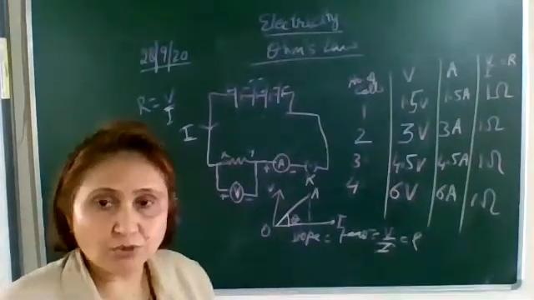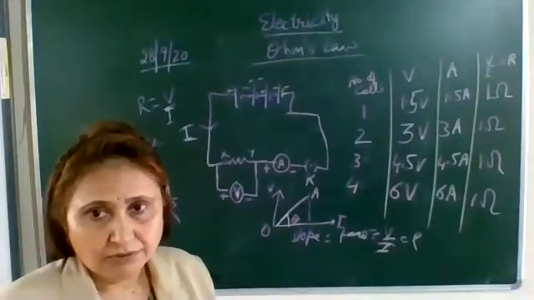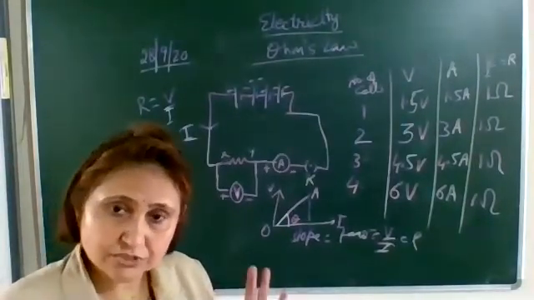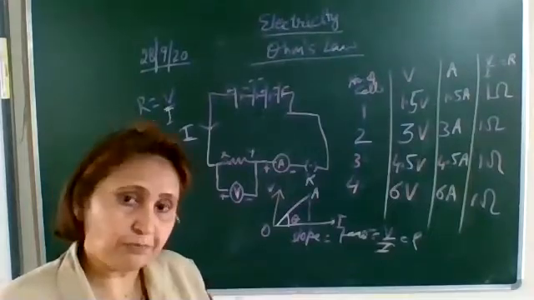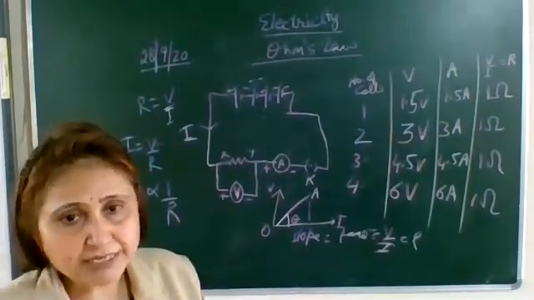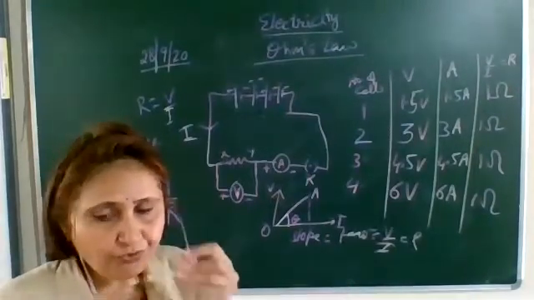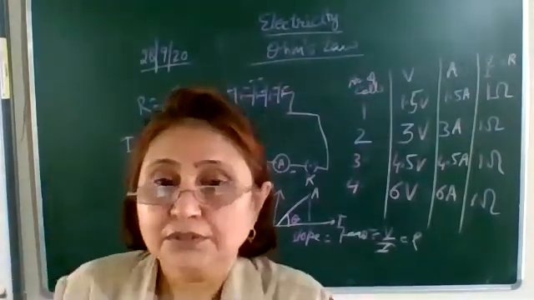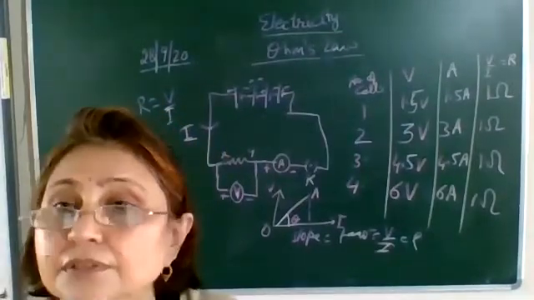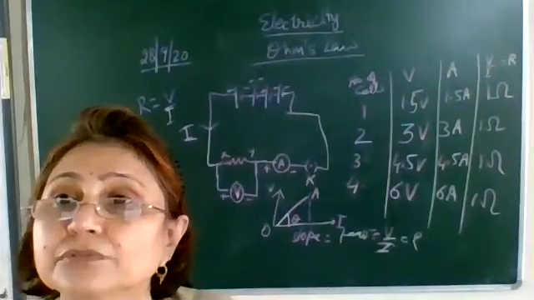Then we have studied Ohm's law, which is V is directly proportional to I. Equating it, R is equal to V upon I. R is constant for a given conductor, provided the physical conditions, like temperature, remain constant. Then one activity here we have done to prove Ohm's law. Any doubt? Any doubt in this chapter? Whatever we have studied till now?